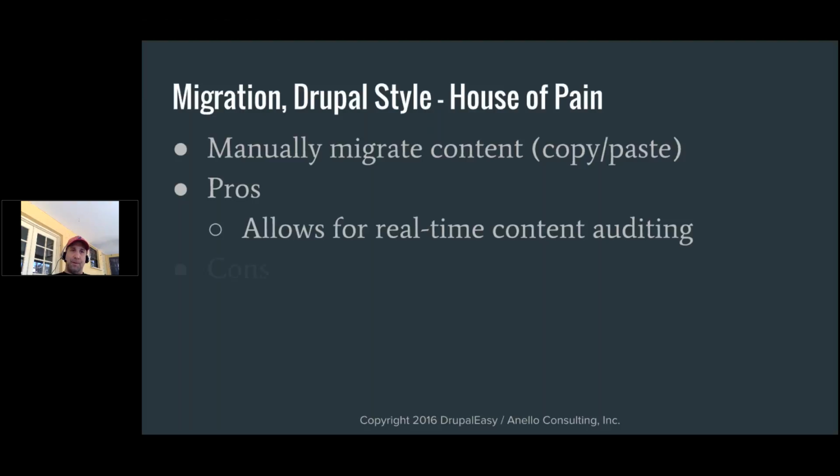Let me just put up all these bullet points here. If you only have, let's say, 100 nodes on your site, how long would it take someone to manually move those 100 nodes, versus how long would it take someone to write a migration to migrate those 100 nodes? You're probably going to pay the person doing it manually less money than a developer who's writing you a custom content migration. Plus, as you're manually moving them, you have the opportunity to do real-time content auditing and editing as well.